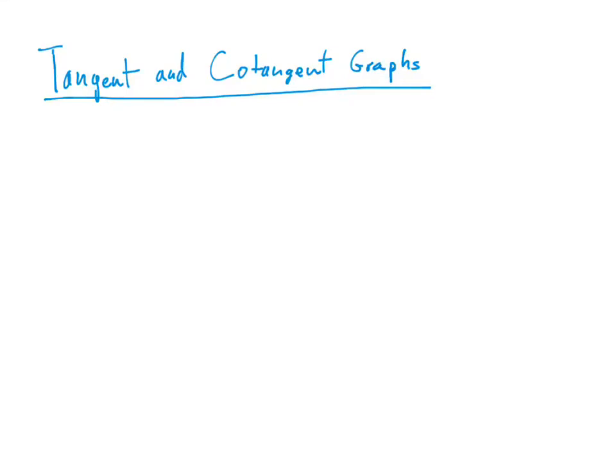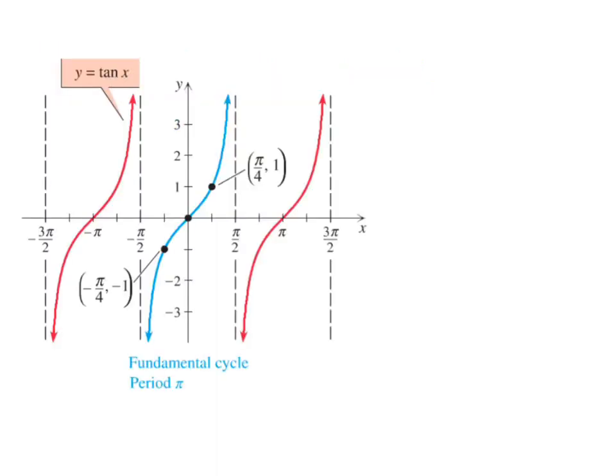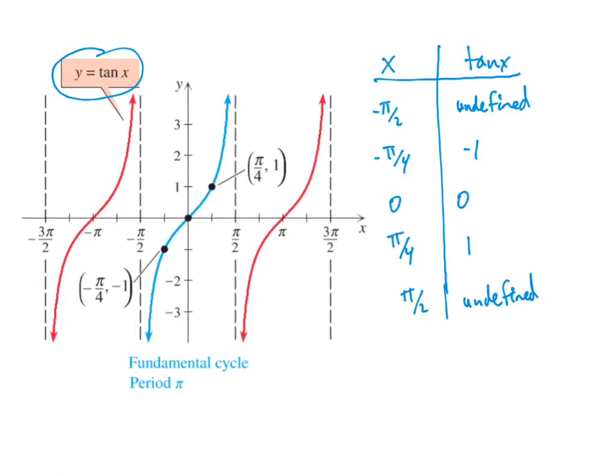In this video, I'll be going over tangent and cotangent graphs. We'll first begin with the tangent graph. So here's the parent function for y is equal to tangent of x. So here are some values for tangent that we would get from the unit circle.